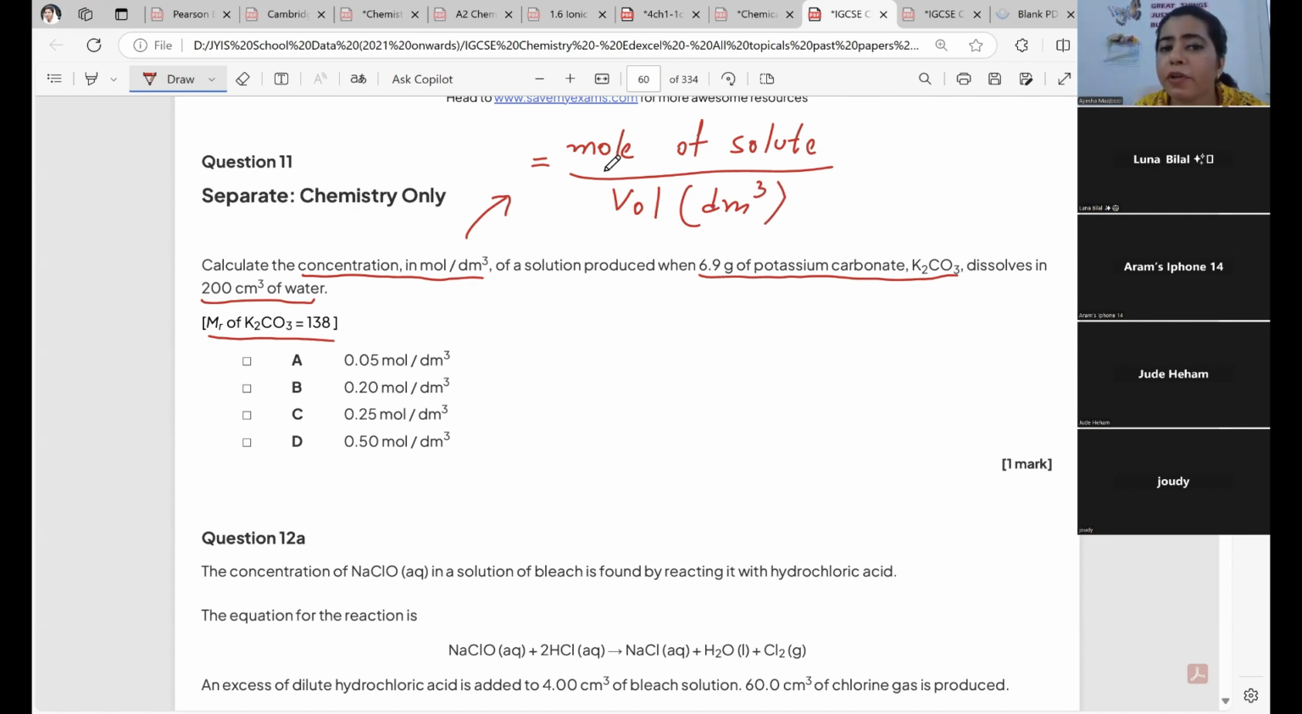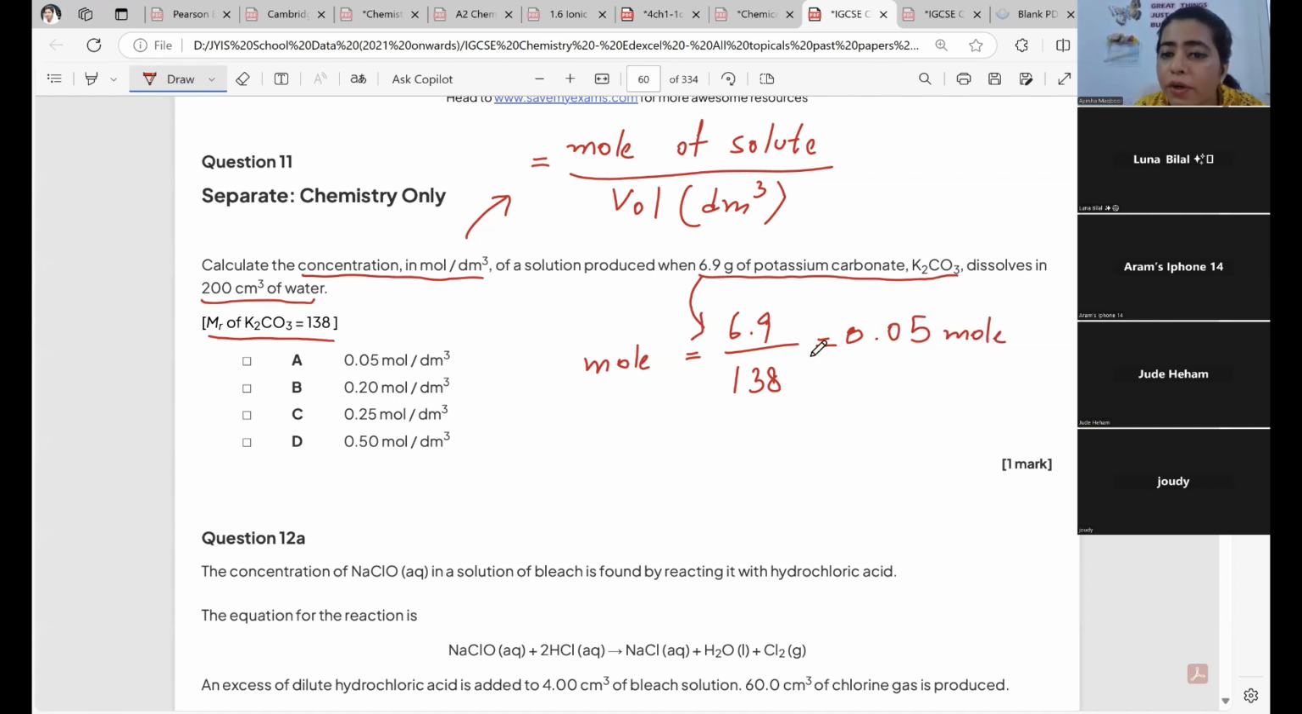Do we have the moles of solute here? No, miss, we will find it. So the MR is given. We'll just divide the mass 6.9 by the MR, which is 138, to get the moles. 6.9 over 138 is 0.05 moles.